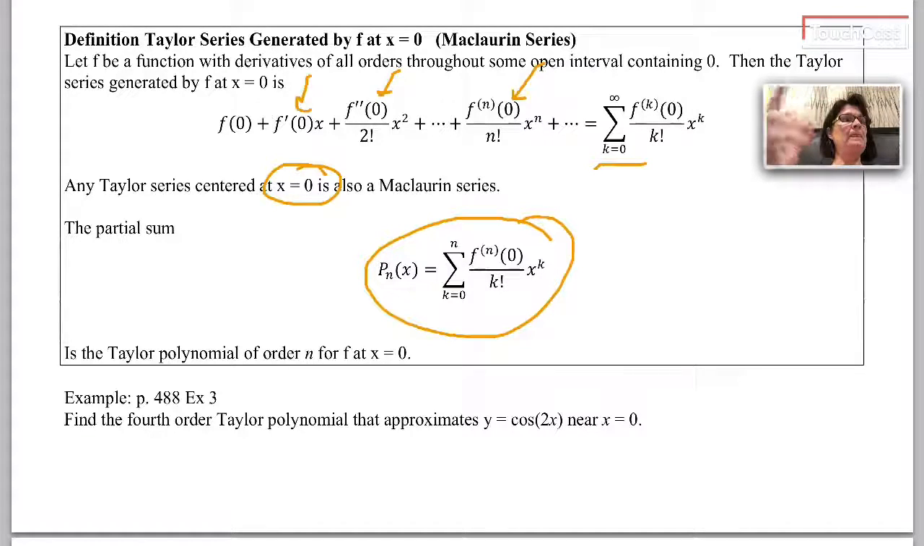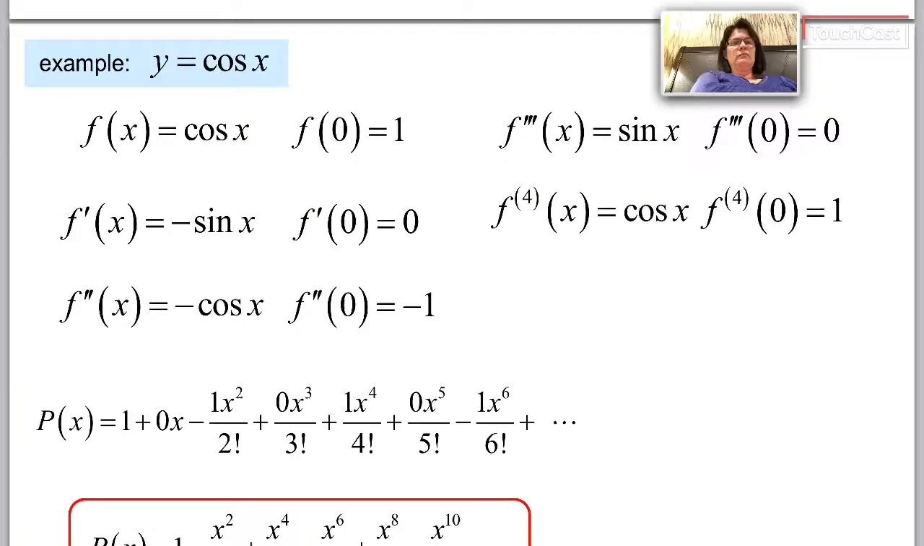Okay, so go back up to the top for a second. This is pretty cool because now I can write a polynomial approximation of a function that isn't even close to being polynomial. So imagine the cosine function.